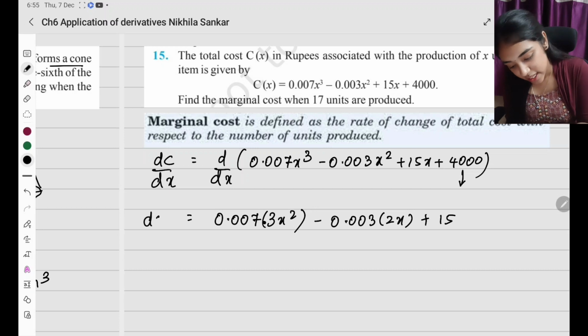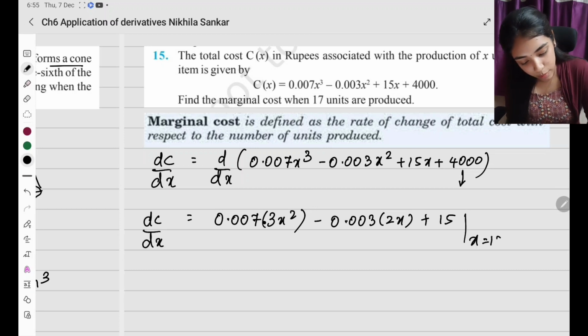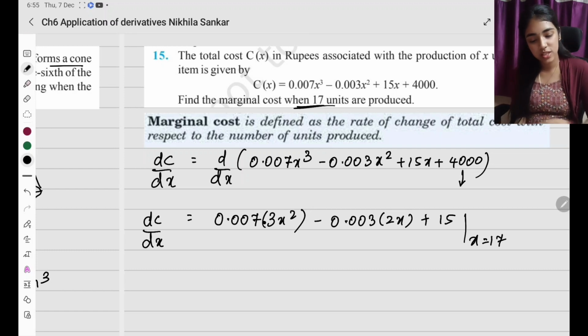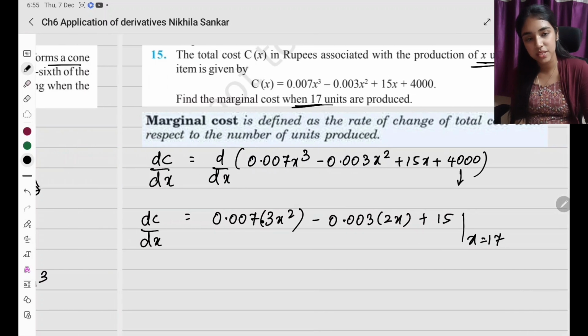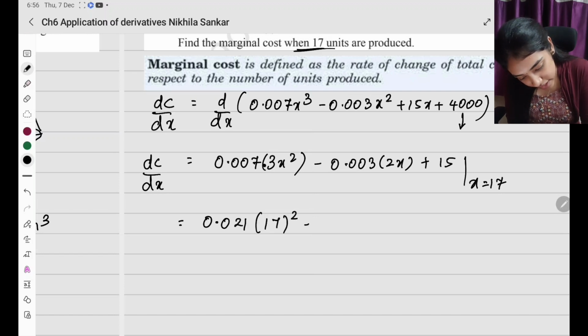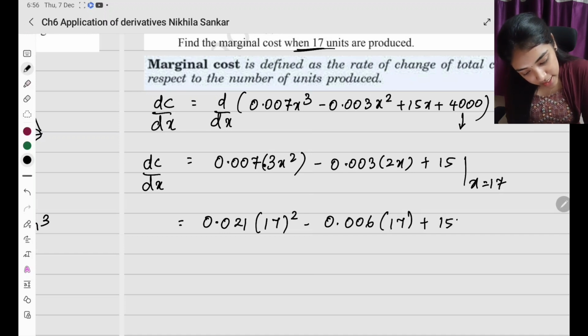So I need dc divided by dx when the value of x, number of units produced, is going to be 17. Okay, marginal cost when 17 units are produced. X is the unit of items. So when I substitute, I have first to multiply, 7 3s are 21, 3 decimal places. So 21 x square, which is 17 square, minus 0.006, 3 2s are 6 times 17 plus 15.